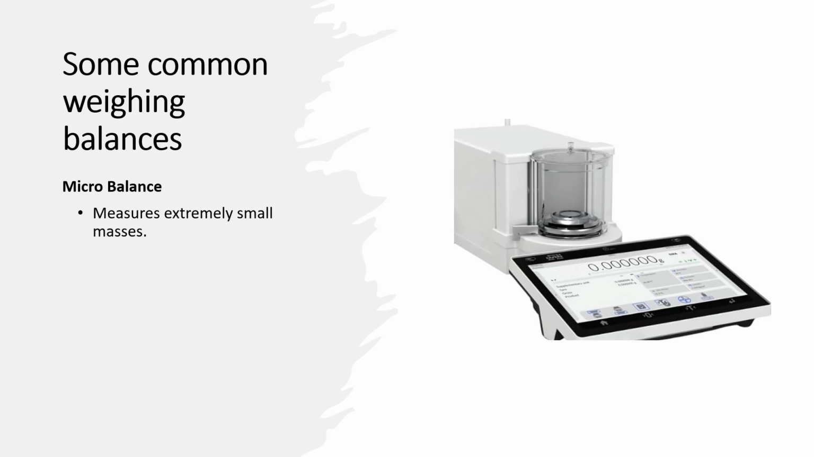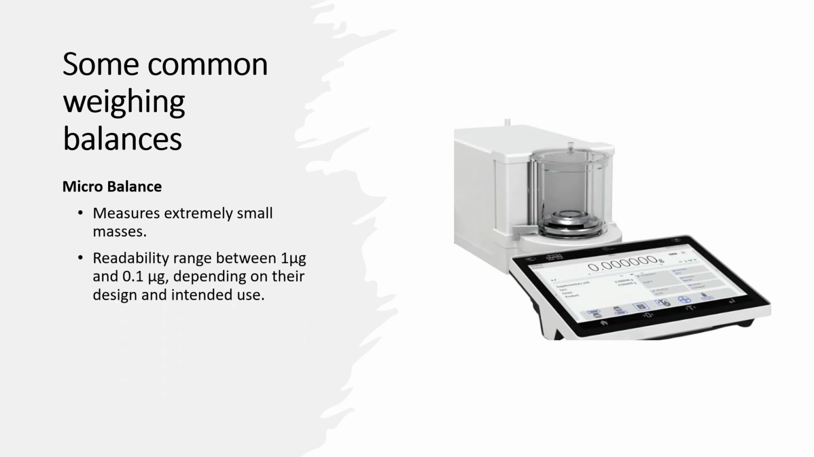Now the second is the microbalance. This balance is used to measure extremely small masses. The readability range for this balance shall be between 1 microgram or 0.1 microgram. It again depends on the design and intended use.